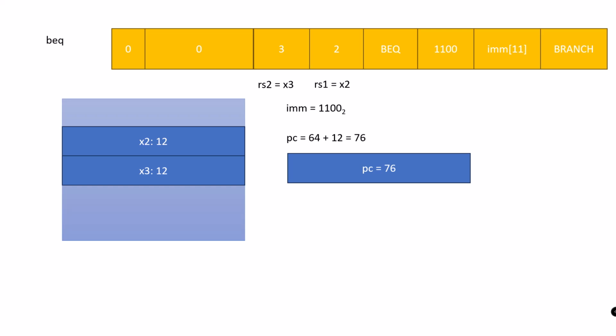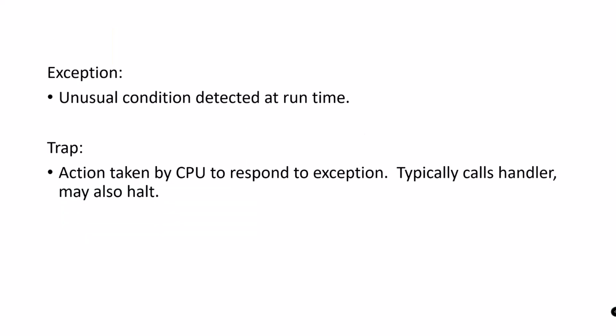The branch if equal instruction compares the values in the two source registers, in this case X2 and X3, and if they're the same, it adds the immediate to the contents of the program counter. An exception is an unusual condition detected at runtime. A trap is an action that the CPU takes to handle an exception. Typically, an exception causes a handler, a software routine, to be called. In some cases, an exception may cause the CPU to halt.